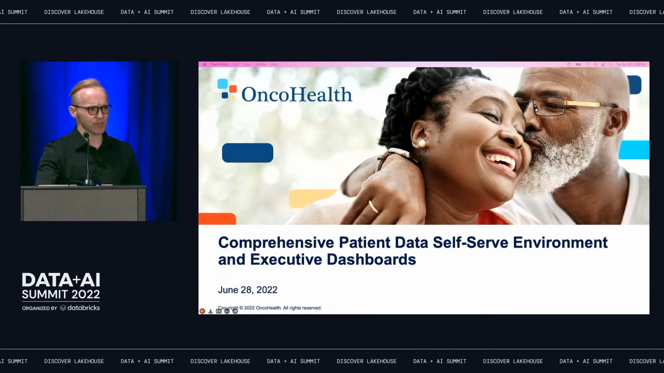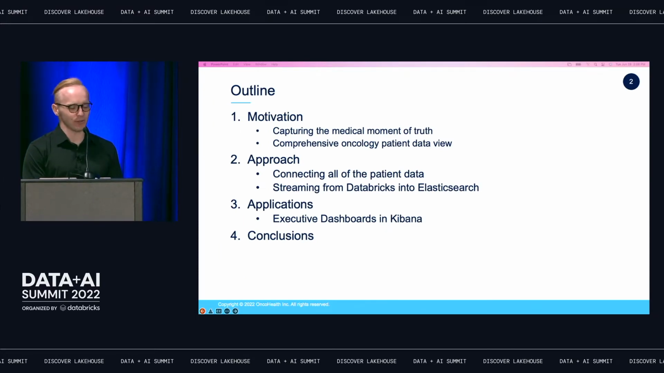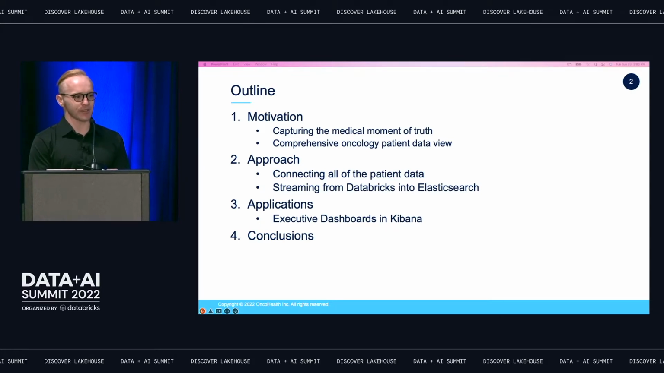And today I'll present this use case, specifically focusing on executive users, allowing them access to the latest and complete patient data that we have. So let's begin. The outline for my presentation is we first go over the motivation for this use case, our approach in building this, leveraging Databricks as well as Elasticsearch, and finally the application for executive dashboards in Kibana.